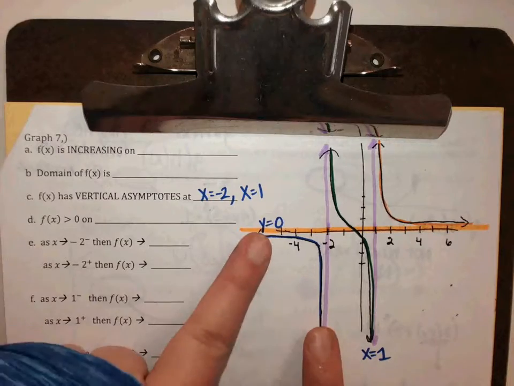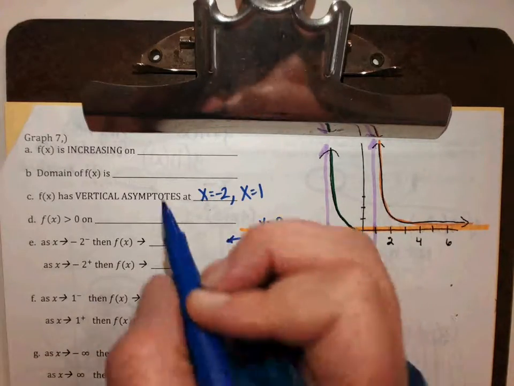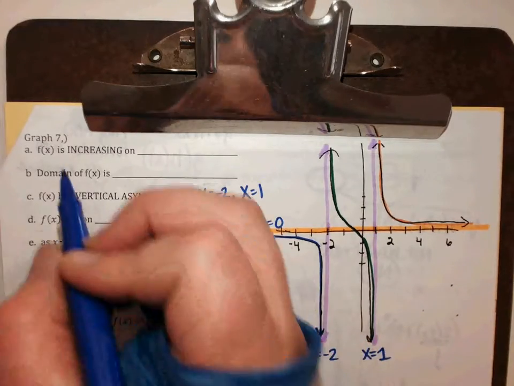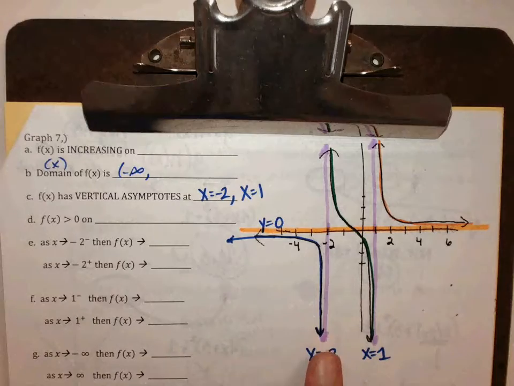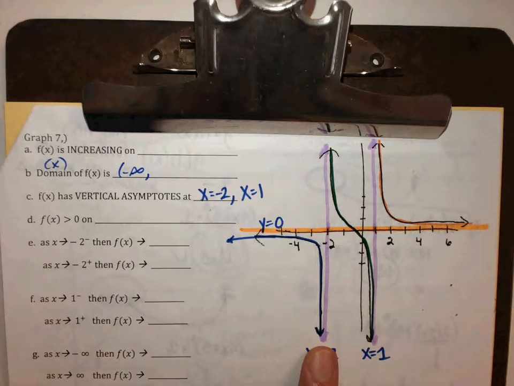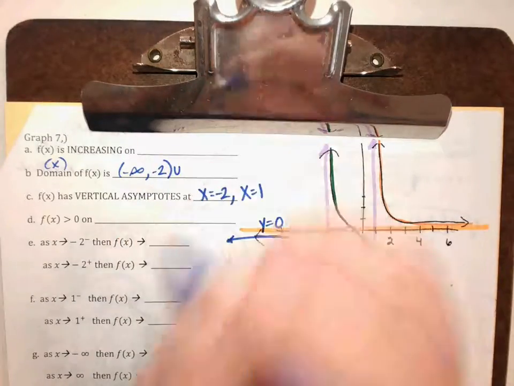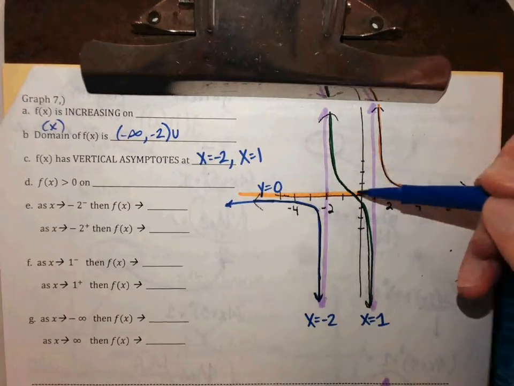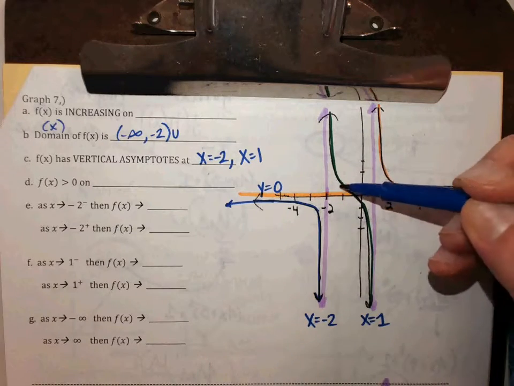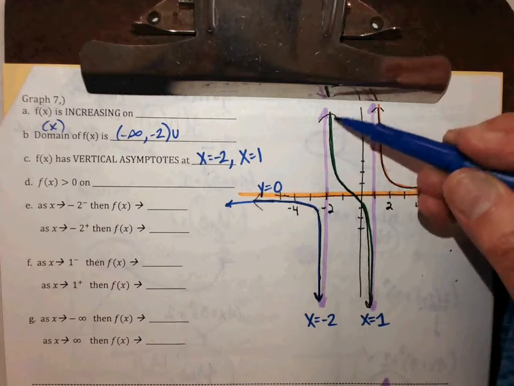So my first blue piece, how far back does it go? How far back does it go for x because we're doing domain? Negative infinity. And then when does that piece get stopped by an asymptote? At negative 2. Union. Now I'm doing the piece in the middle, this green piece. How far back can the green piece reach? What x value? Negative 2.